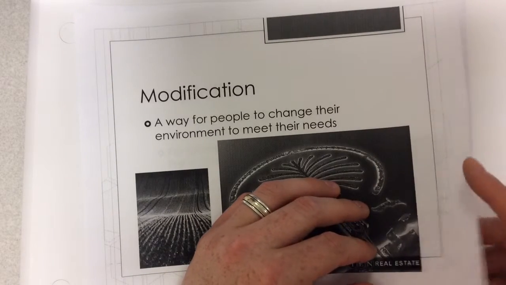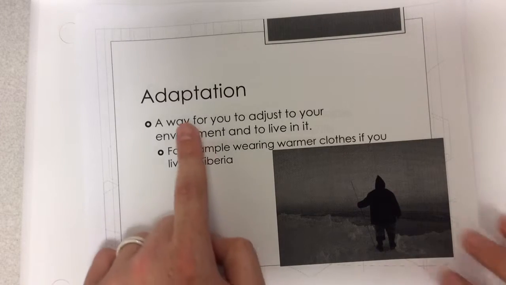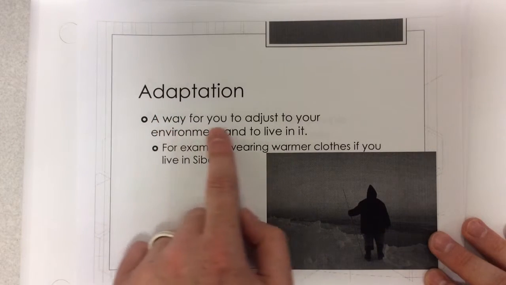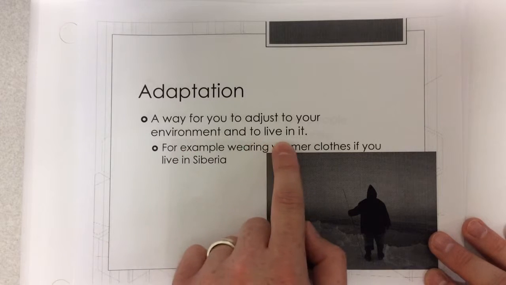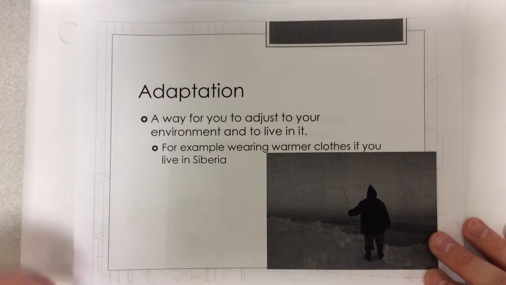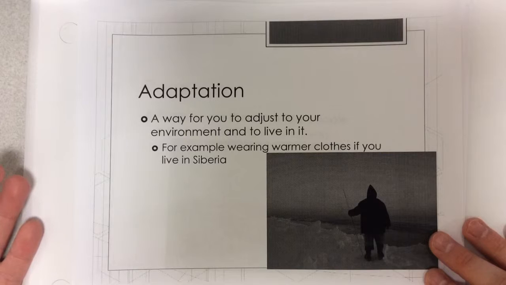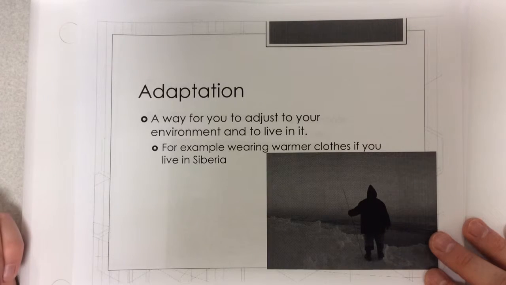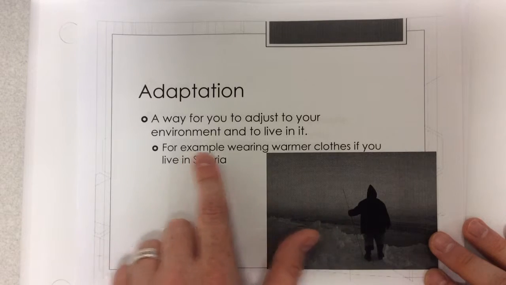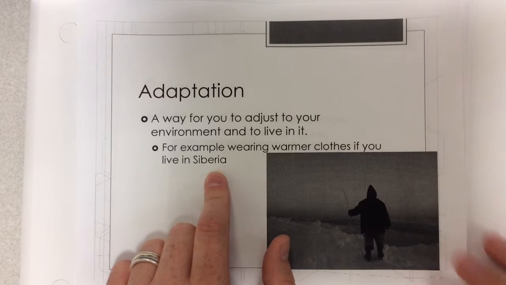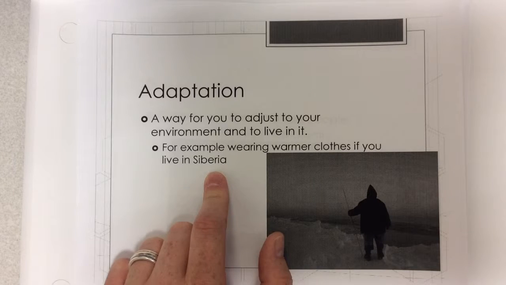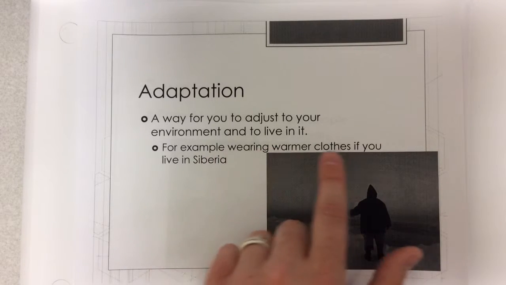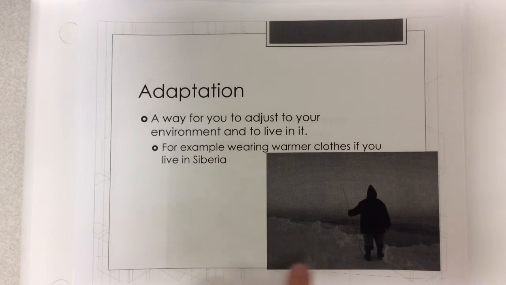Another word that we have, the opposite of modification, is adaptation. This is a way for you to adjust to your environment to live in it. So think about it. When it's really cold outside, you put a jacket on. So you're adapting to the environment. When it's really warm outside, you put on shorts and a t-shirt because it's going to help you keep cooler. And people in Siberia, it gets so cold there that you could technically even spit and it'll turn to ice before it hits the ground. That's what we're talking about here, is wearing warmer clothes when you live in Siberia so you can stay warm.